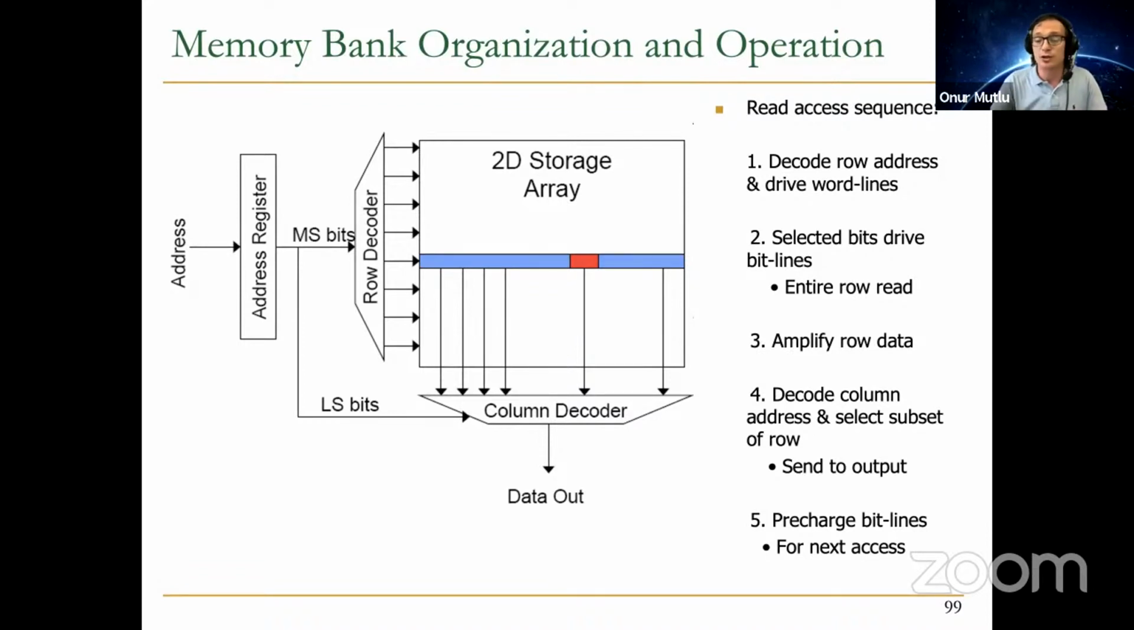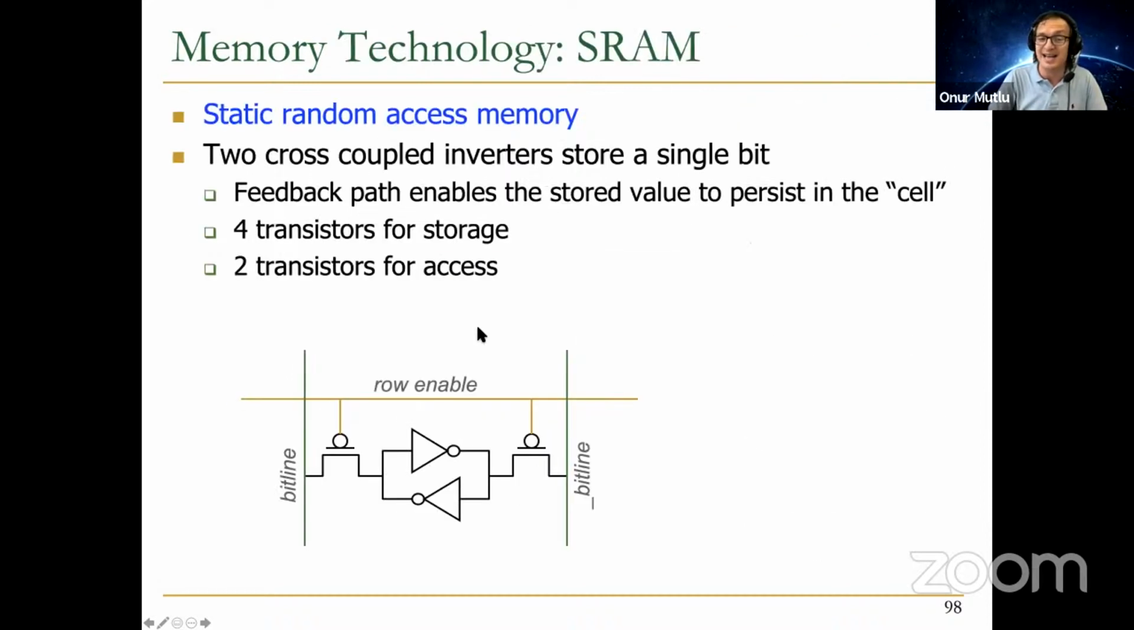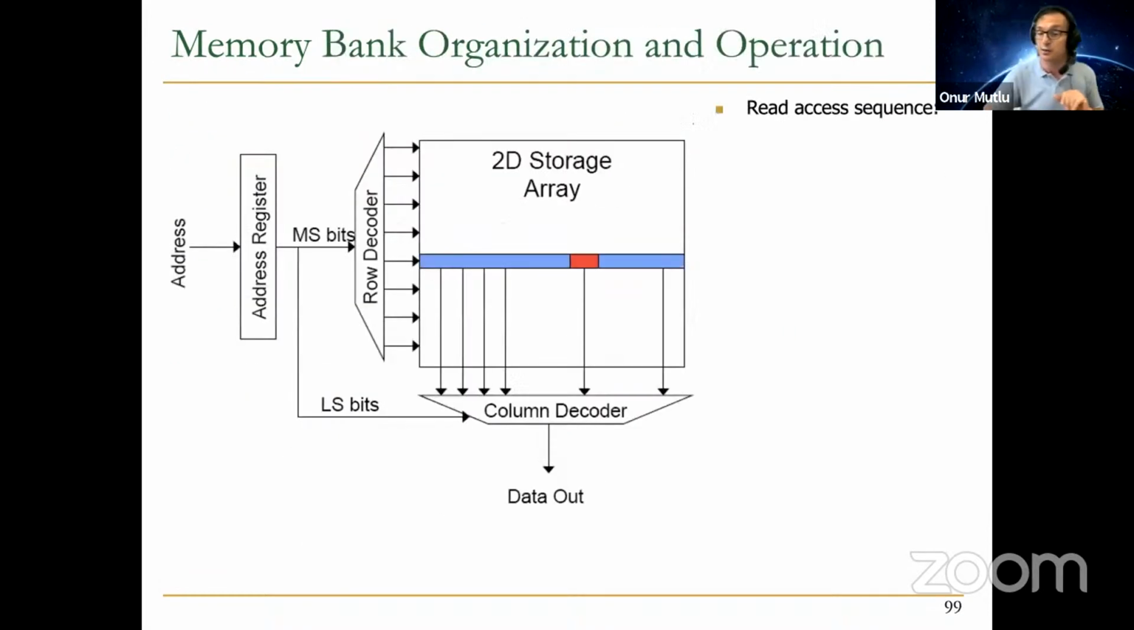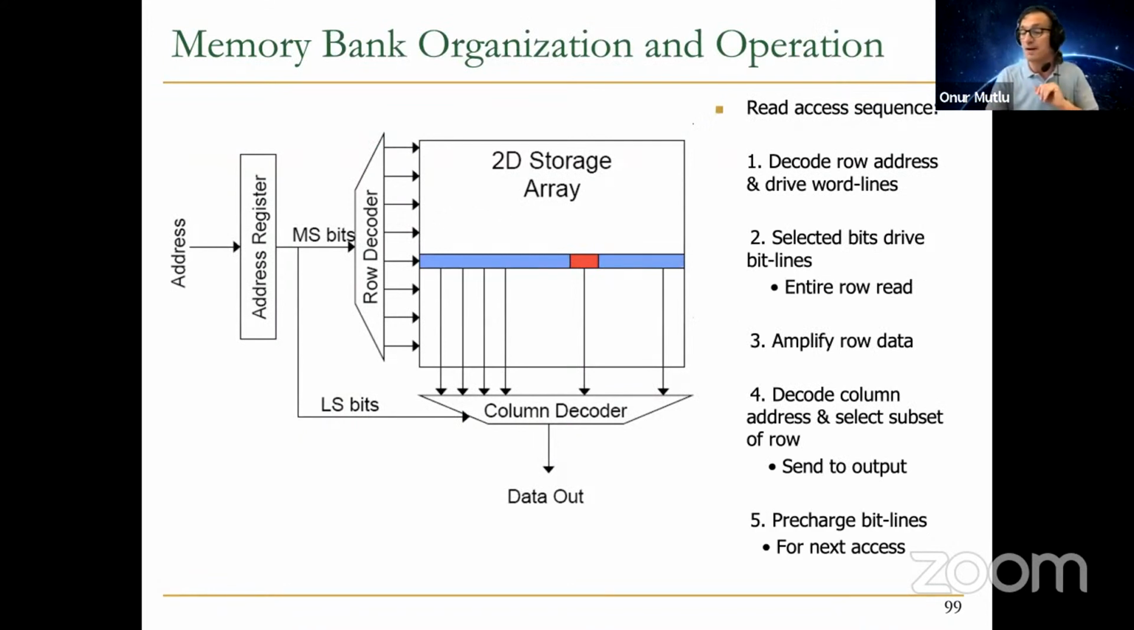Okay, so you need to pre-charge the bit lines for the next access so that you can do the sensing well in the next access. So remember, in DRAM, for example, you need to sense the charge in the capacitor. So your bit line needs to be stabilized to some value so that you can sense it well. If you don't stabilize it to some intermediate value so that you can sense the perturbation, then you may not be able to read the data correctly. That's why you need this last step, pre-charging the bit lines for the next access.